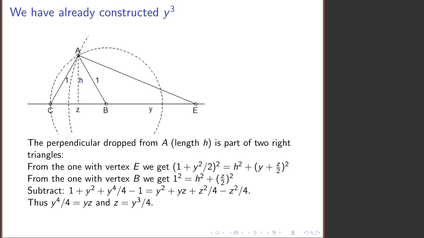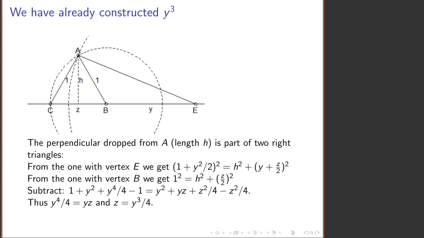I've also got a right triangle whose third vertex is V, and for that one the hypotenuse is 1. It again has a side of length h, and the other side has length z over 2. I'll subtract the bottom equation from the top equation. So I have 1 plus y squared over 2, squared, and subtract 1 from it. I have h squared in both equations, so that cancels out.